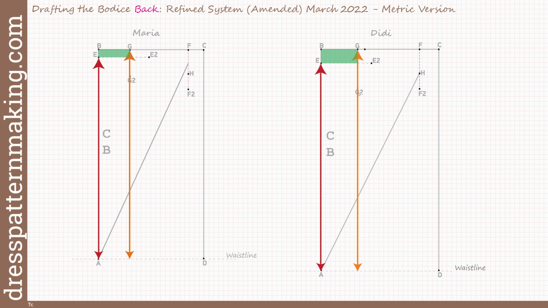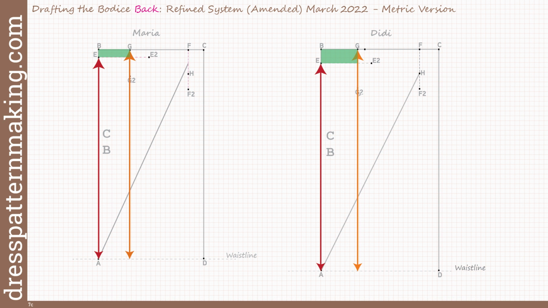For those who have more than that 1.5 centimetre difference between the centre back and the full length back, they'll end up with a deep curve from E to G that ends up longer than their back neck measurement, as it does for Dee Dee on the right. She has nearly 3 centimetres difference between her centre back and full length back measurements.